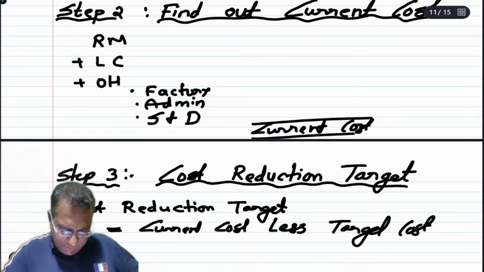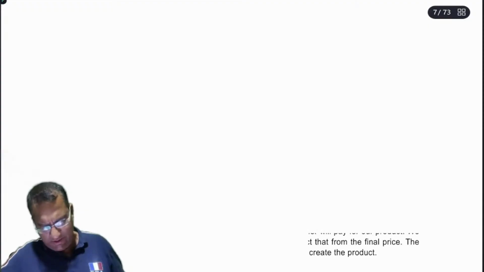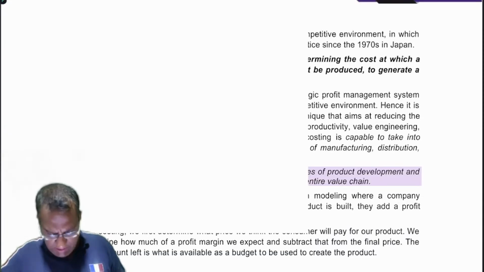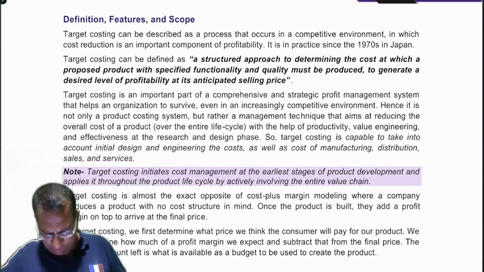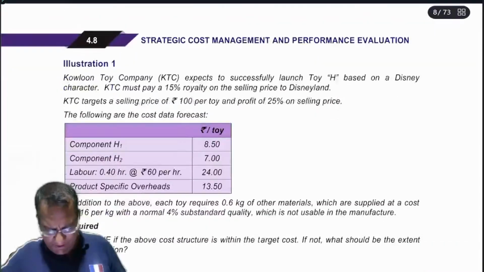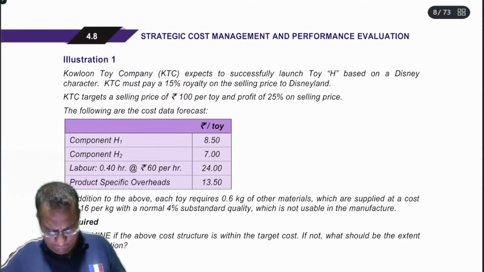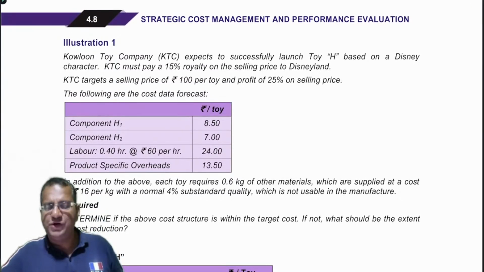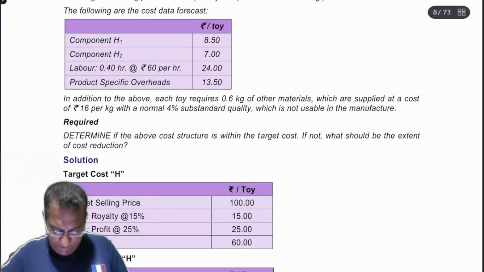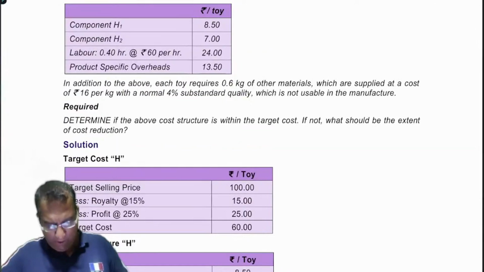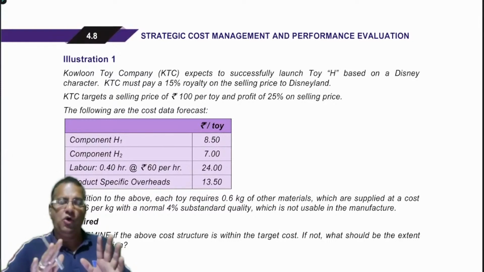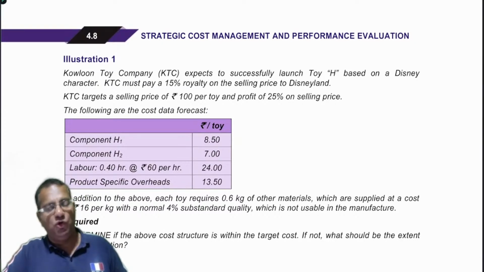Now come, beta, a practical question has been given to you. I think 2 or 3 practical questions are there, and this is a very, very simple question given in the study material on page number 4.8. I request every student not to look at the study material, beta, because some student might see the answer. So you have to maintain the discipline. I have already given you the steps: how to find out the target cost, the current cost, and the cost reduction target.